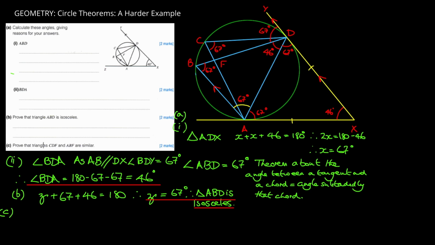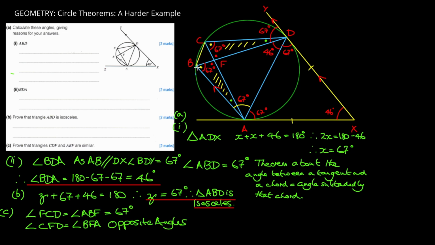Okay, the next part says, prove that the triangles CDF and ABF, it's the two slivers up here, that triangle there and that triangle there, are similar. Well, what do we know about the triangles which are the same? Well, we know that angle and that angle are the same. We also know that that angle and that angle are the same because they are just opposite each other. They're opposite angles in a cross. So we've got angle, angle. Have we got these two angles the same?